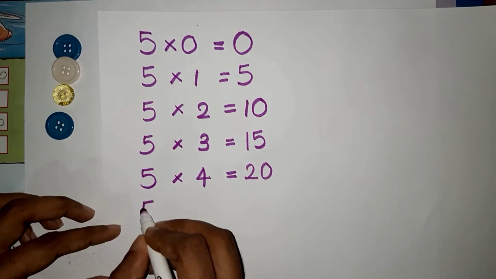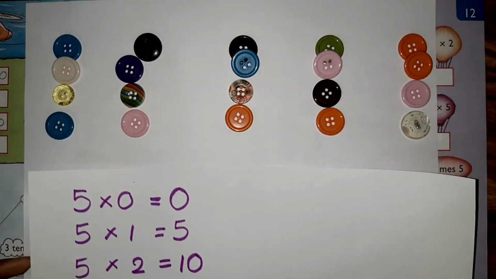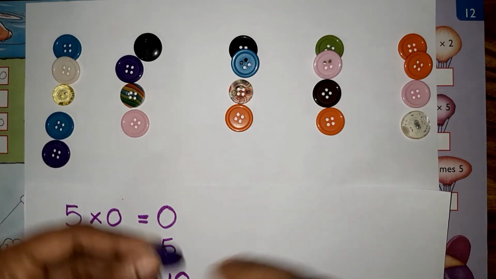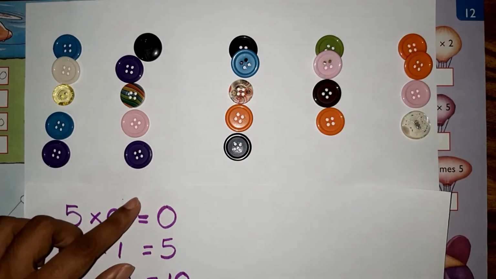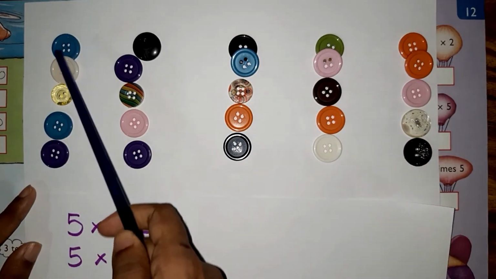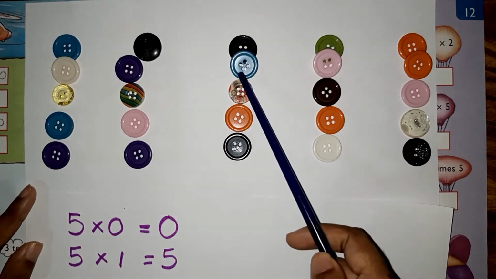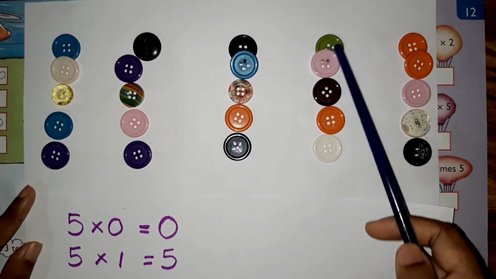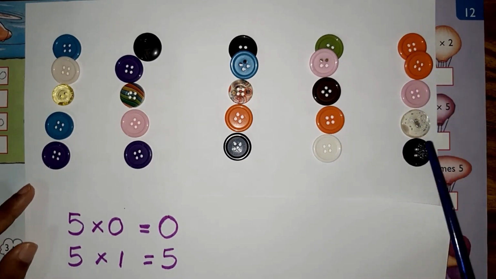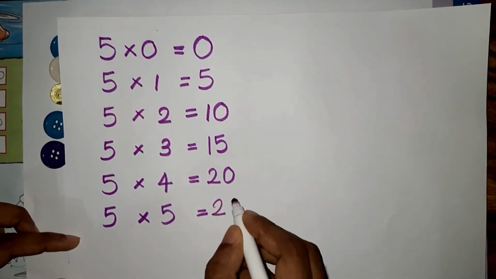Again, 5 times 5. That means 5 buttons in each set. Again, I am adding another 5 buttons to each set. Okay. Now let's count 1, 2, 3, 4, 5, 6, 7, 8, 9, 10, 11, 12, 13, 14, 15, 16, 17, 18, 19, 20, 21, 22, 23, 24 and 25. So 5 times 5 is 25.